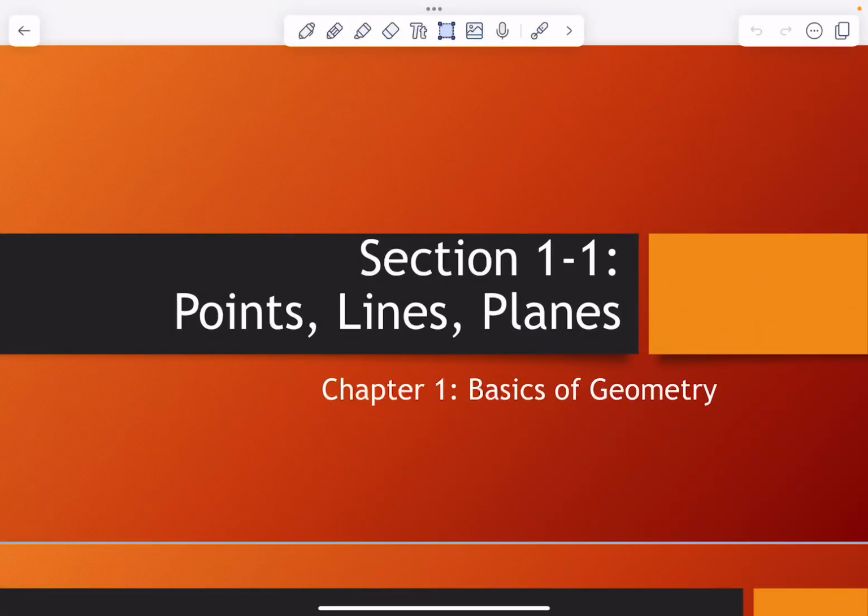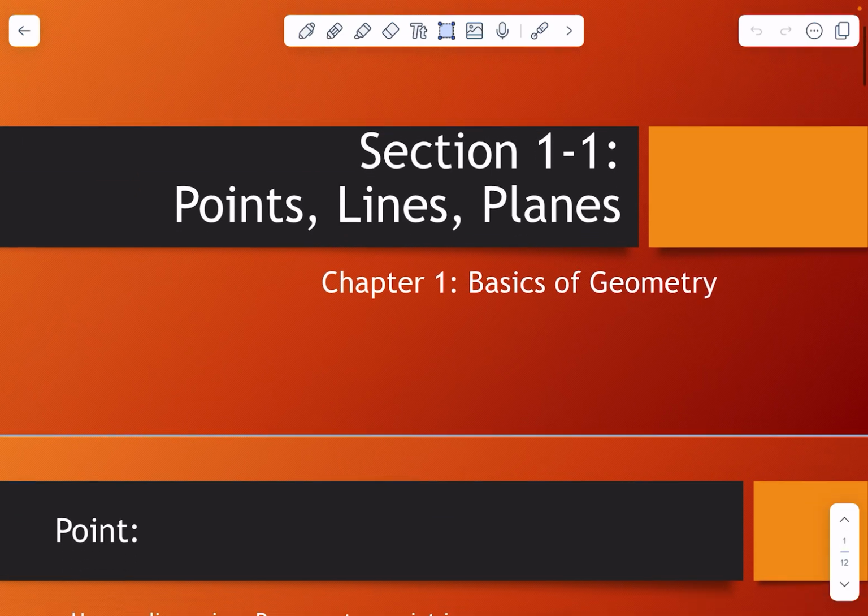All right, so we are going to be looking at section 1-1, which is points, lines, and planes. This is out of chapter 1, which is over basically the basics of geometry. So we need to go through some introductory material so that you understand the beginning parts of where we're going to start. So let's take a look.